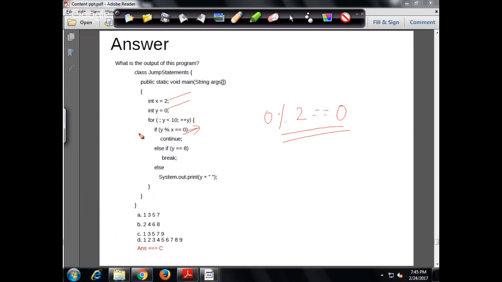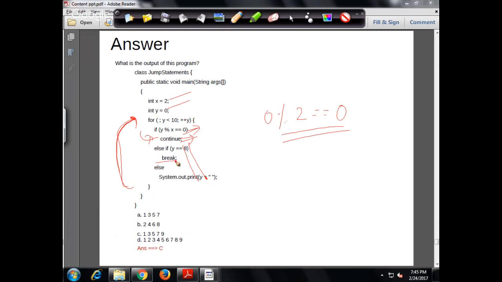So it is going to go inside this if condition, and it says continue. Now what happens with continue? So the continue keyword is going to skip all the next statements within this for loop. Okay, so that's how continue works. Once you reach continue, it is going to skip all the other statements in that particular loop and do the next iteration.